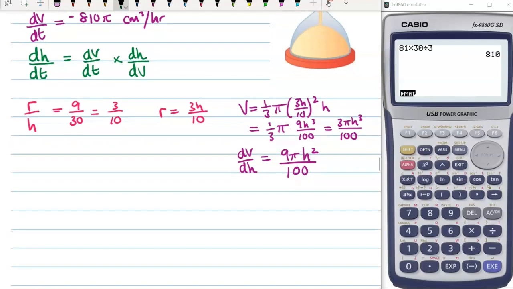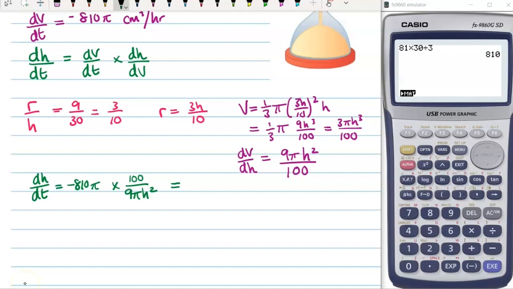Okay, back to working out dh by dt. We had this little bit up here. So we want dh by dt is equal to dV by dt times dh by dV. Well, we had dV by dt up here, minus 810 pi. We're going to times it by the dV by dh we have just worked out here. We need to flip that over to turn it into dh by dV. So times it by 100 over 9 pi h squared.